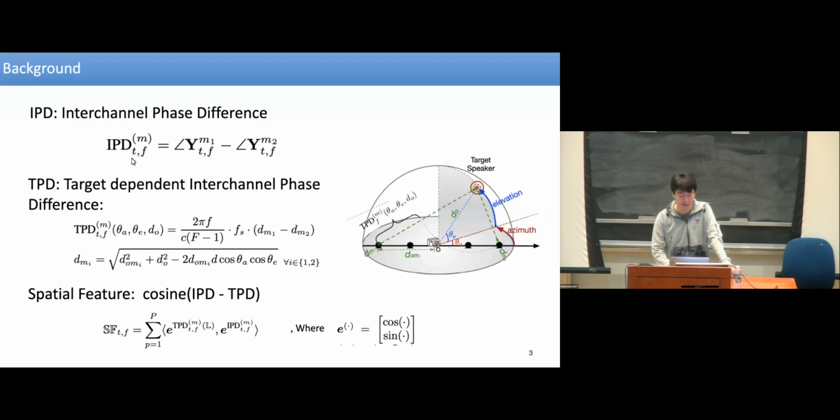After we have the IPD and TPD, let's say our target speaker is dominating the mixture speech on a specific TF bin. Then you would see that IPD should be equal to TPD, because the mixture is now dominated by your target. So when you take the cosine of this difference, you will get a number close to 1. That's what we call the spatial feature.